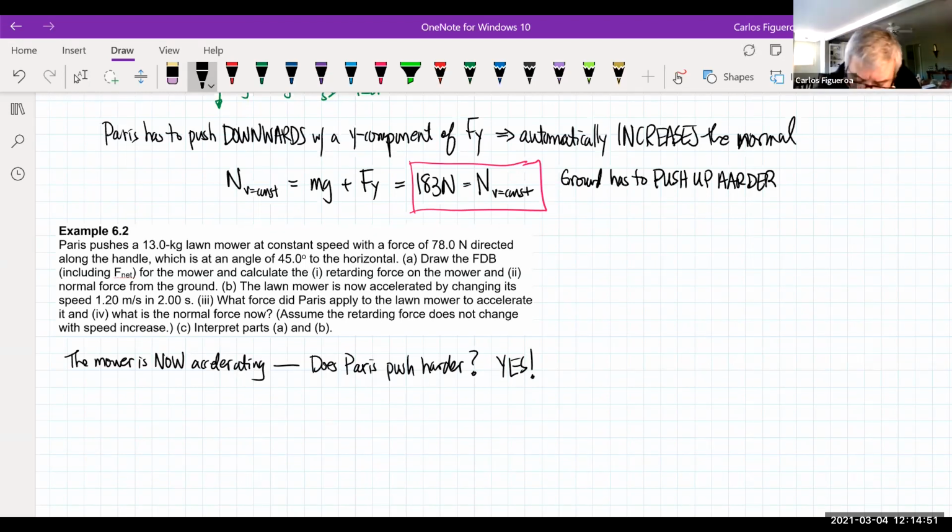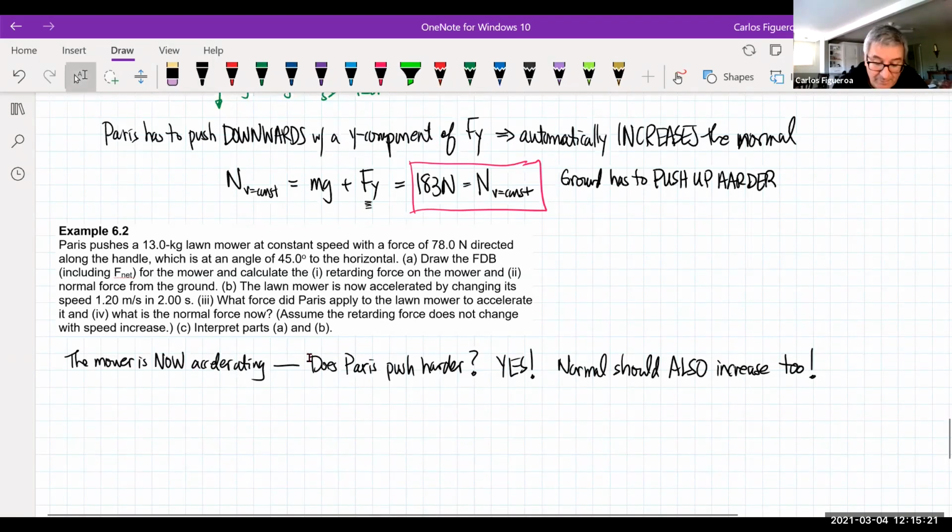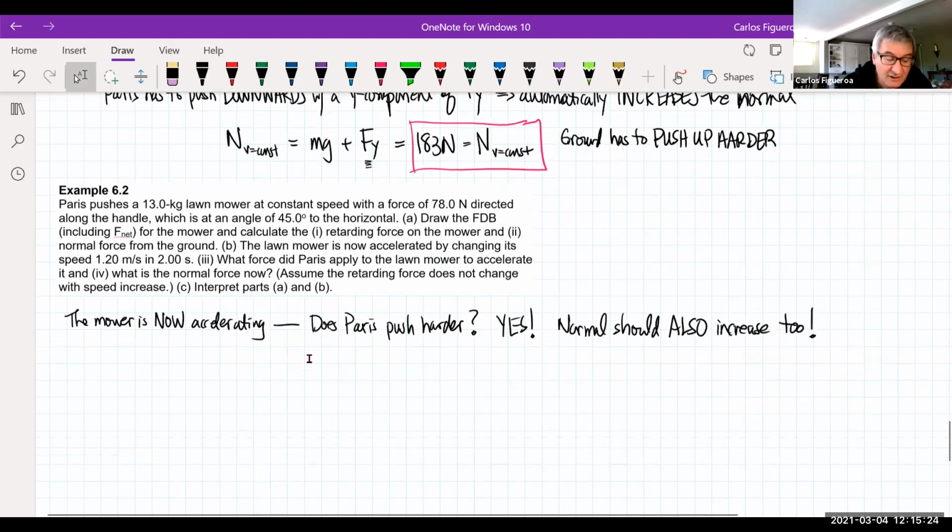And so if she pushes harder, what does that tell us about the normal? Well, we see that if I increase F, then F of Y increases. So this implies that the normal should also increase too. So picture-wise, what do we expect here? If I draw a free body diagram of both situations, it has to look something like this.